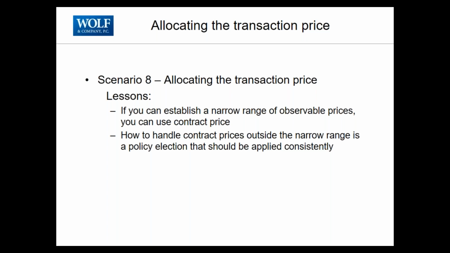And then how you handle contract prices that fall outside that range is a policy election. It simply needs to be consistently applied. You could just as easily have elected a different policy. So, for example, you could have chosen a policy where you chose the end of the range closest to the contract price as opposed to the midpoint. Simply a policy election.